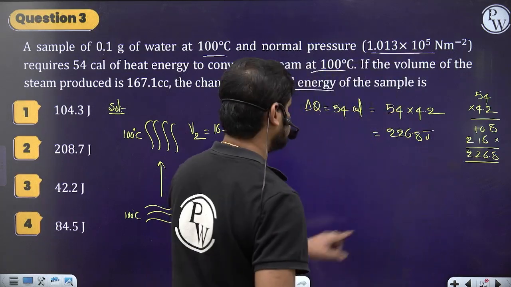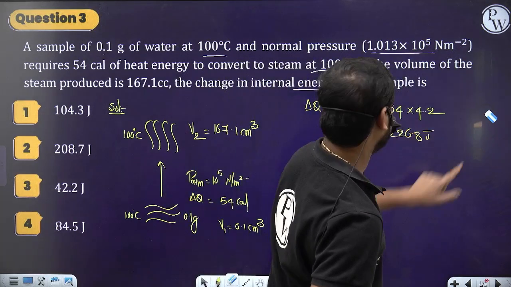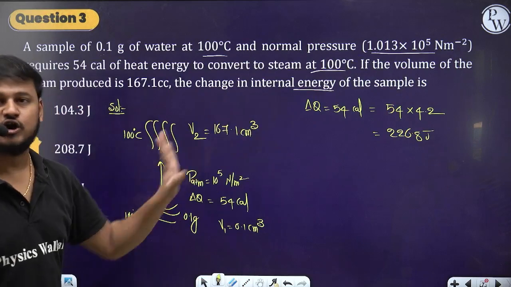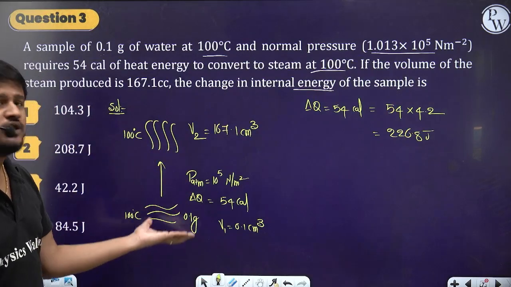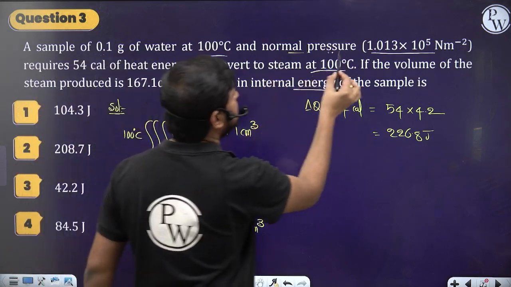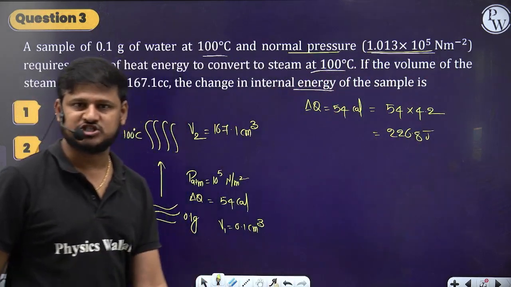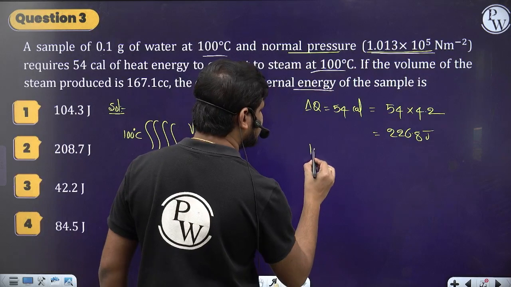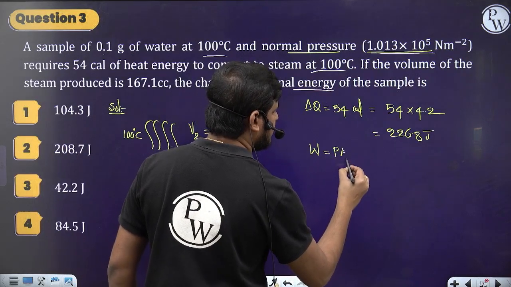So done? Yes. So now let's go for the heat we got. Can we find the work done? So what's the work done? The pressure is constant, so it is the normal atmospheric pressure. Pressure is not changing. So to find the work done, shall I use this formula? P into delta V.